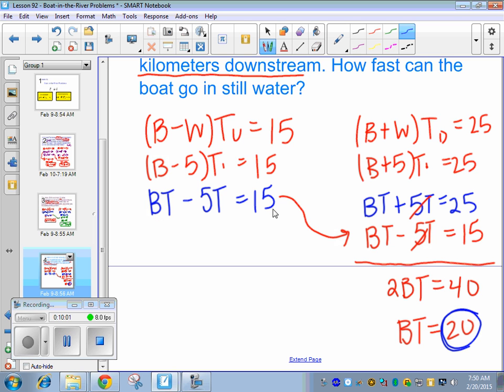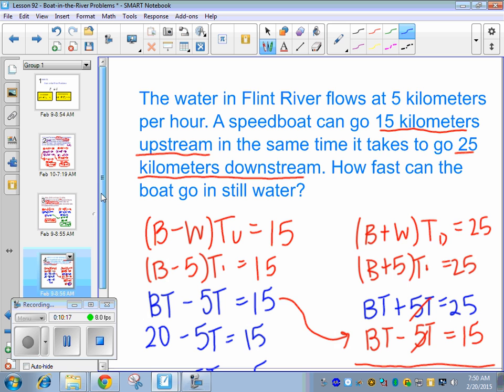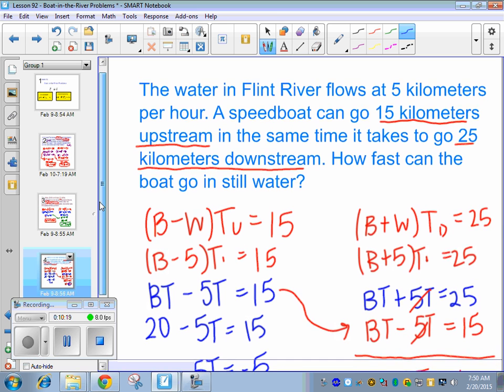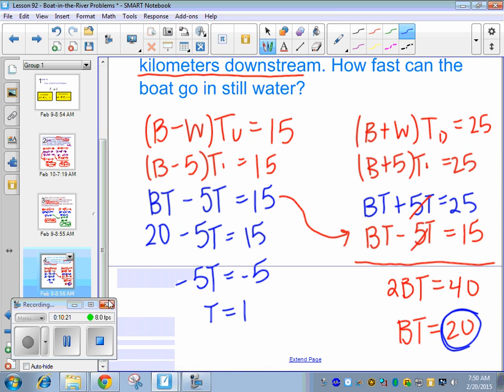Plug it into one of these. How about this one? So 20 minus 5t equals 15. Subtract the 20 from both sides. That's negative 5. Divide by negative 5, and that is 1. All right, so we found our time. So do we need to know that? Not yet. Not really. We got t, though, so we need to find the speed of the boat.